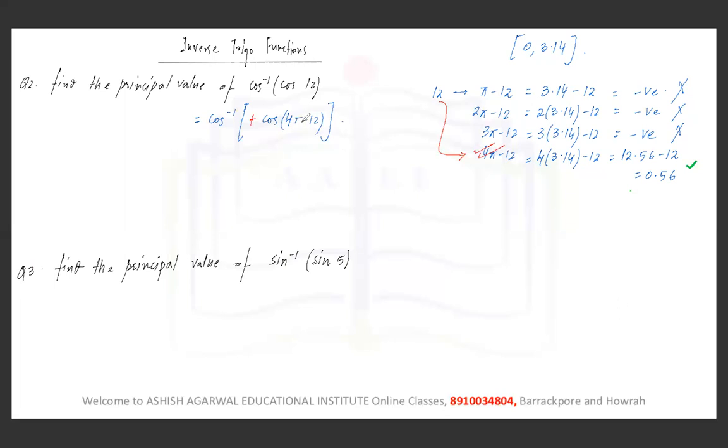So this was 4 pi. Now this cos inverse and cos vanishes. Our answer is 4 pi minus 12. The principal value of the given question, cos inverse cos 12, is 4 pi minus 12.